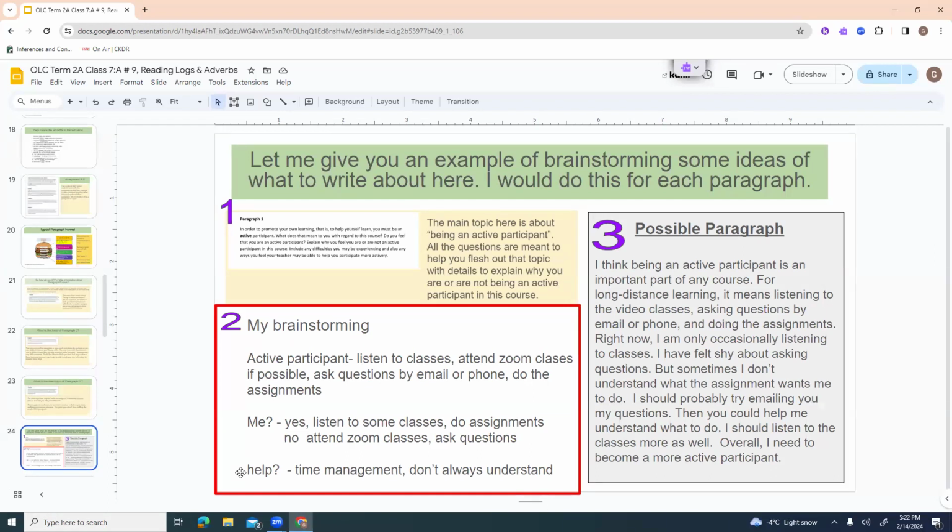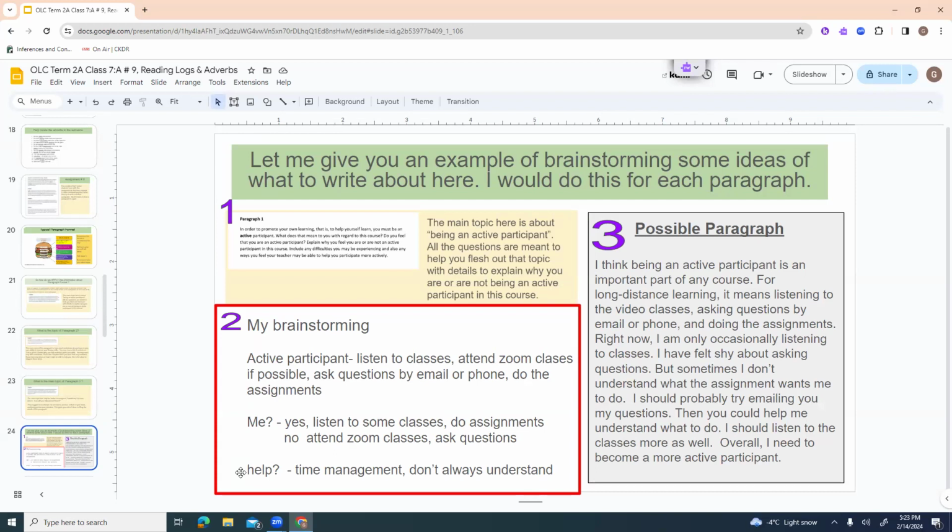So remember, we've talked about how in paragraph 1, the main idea is being an active participant. So my brainstorming is about what are some ways I could be an active participant? I could listen to classes. I could attend the Zoom classes if possible. I could ask questions by email or phone. I could make sure I do the assignments.